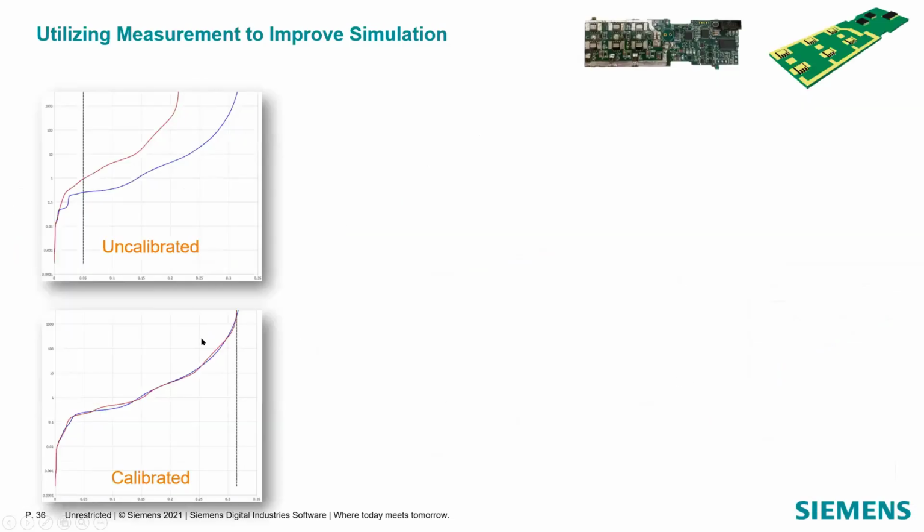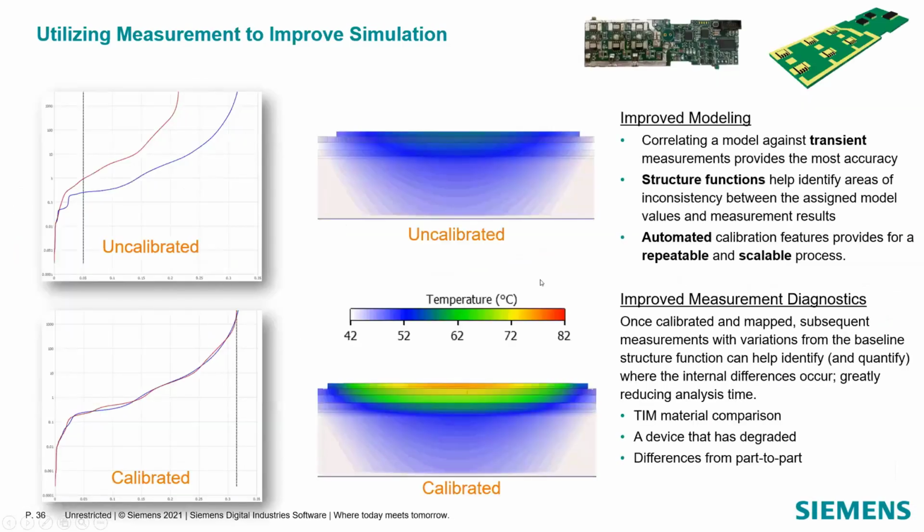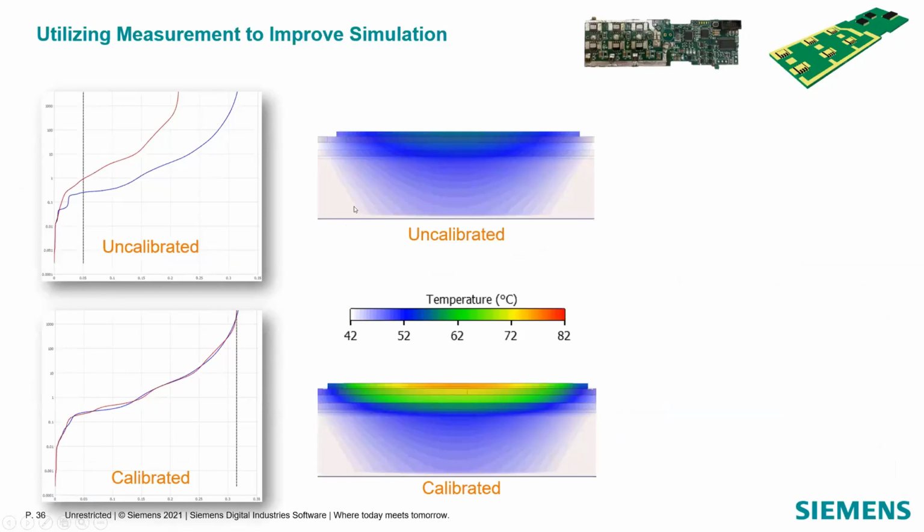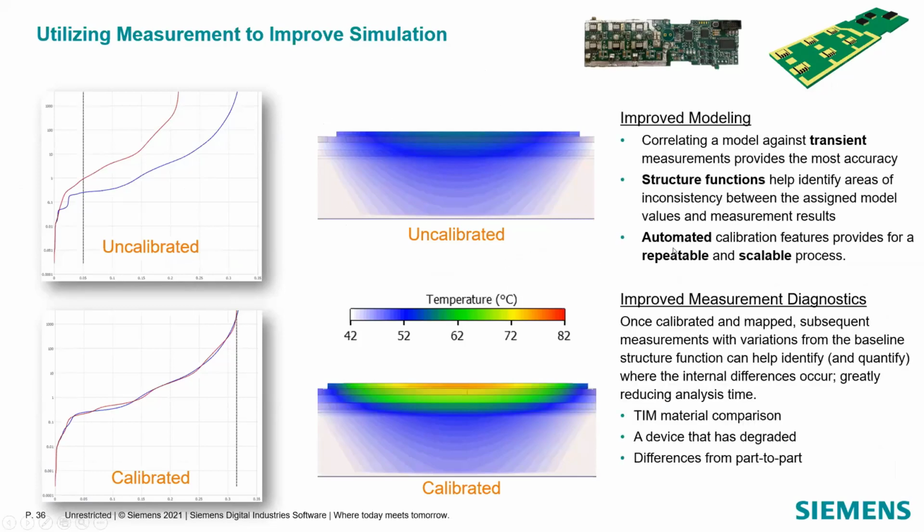Why is this important to go from uncalibrated to calibrated? First of all, you'll get the maximum temperatures right. Also, you will get the temperature fields right. It's very important when it comes to structural simulation like stress. And finally, you can be sure, if you have this done for the full junction to ambient path, your model will give the right results also for a complex transient simulation like a mission profile based simulation.